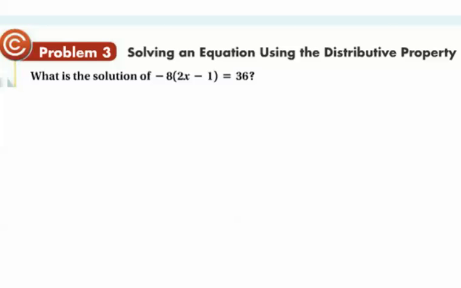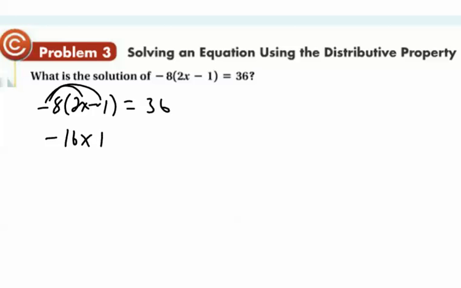Okay, problem number 3, looking at this one. This one's interesting because there's actually 2 ways to do this. But I'm going to give you the quick, easy way, and I'll show another way in class. It says use the distributive property, because you have negative 8 times 2x minus 1 equals 36. So negative 8 times 2 is negative 16x. Negative 8 times negative 1 is positive 8, and that equals 36.